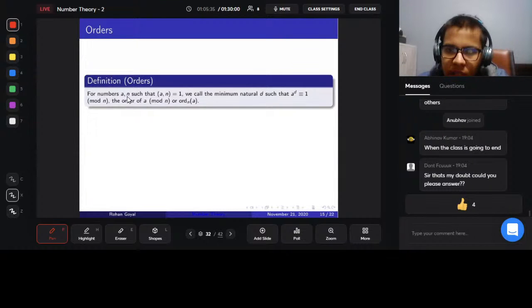For numbers a and n, such that a and n are coprime, we call the minimum natural d such that a to the d is congruent to 1 mod n the order of a mod n, and we denote it this way.